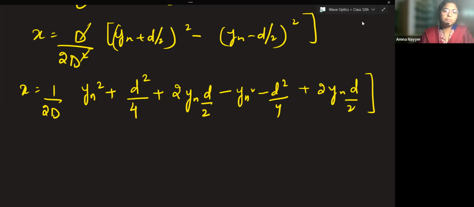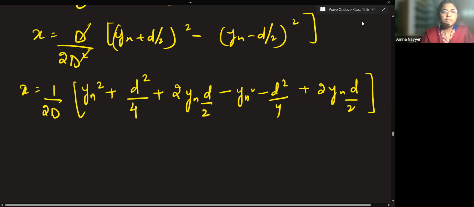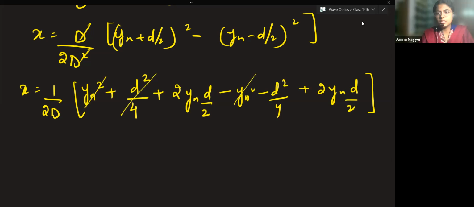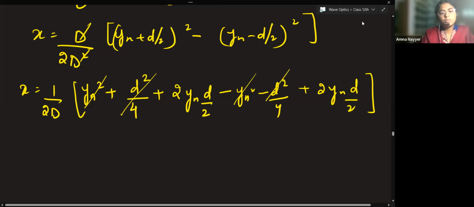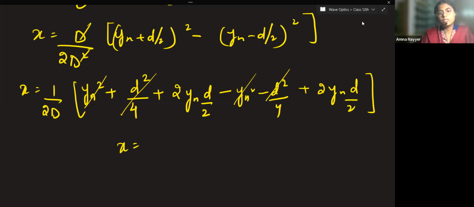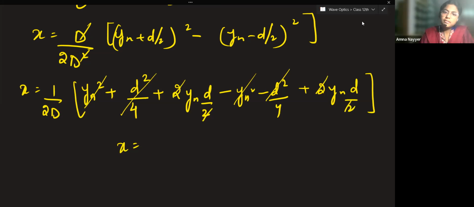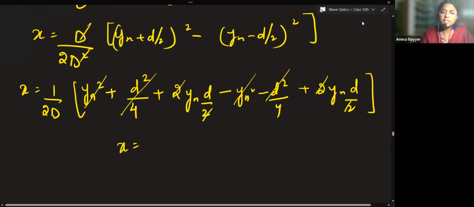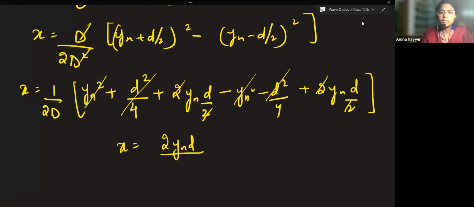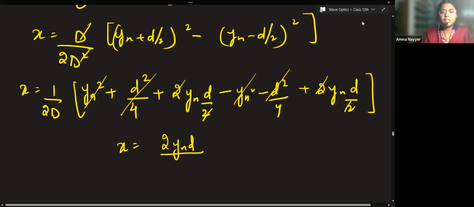Now some things will be cancelled over here. Yn square, d square by 4, d square by 4. So X will be equal to 2 will get cancelled, 2 will get cancelled. So YND plus YND becomes 2YND, divided by 2 capital D. So 2 will get cancelled.